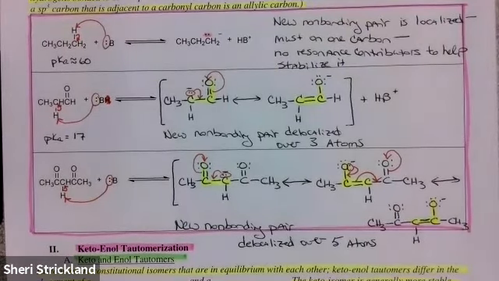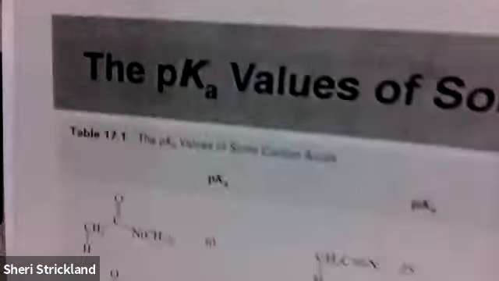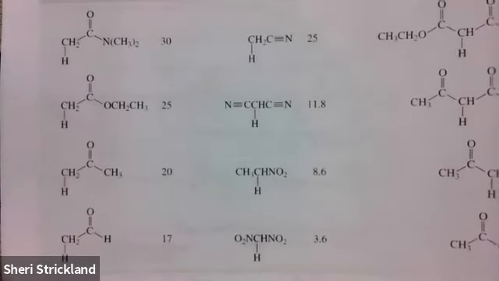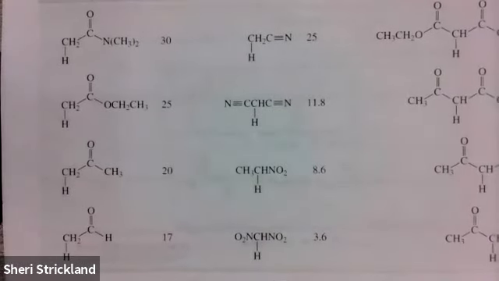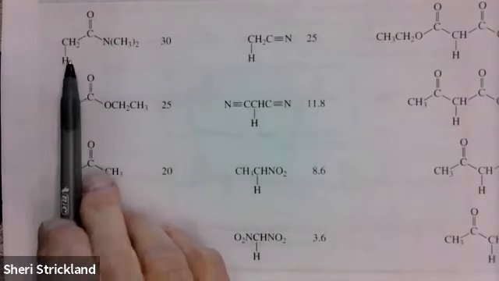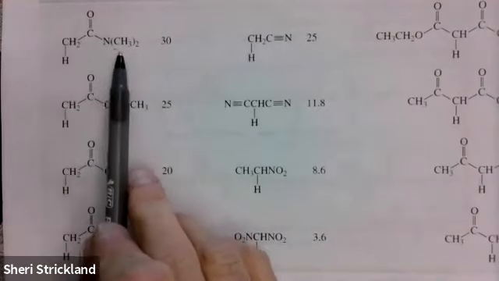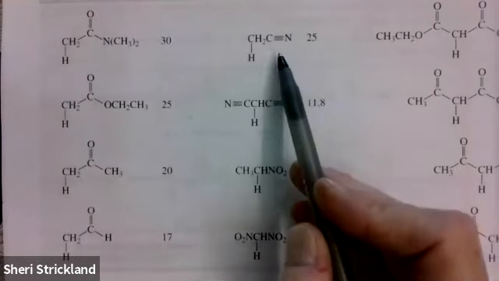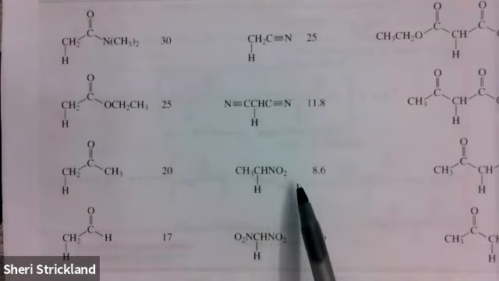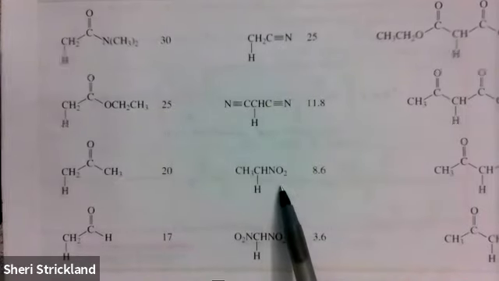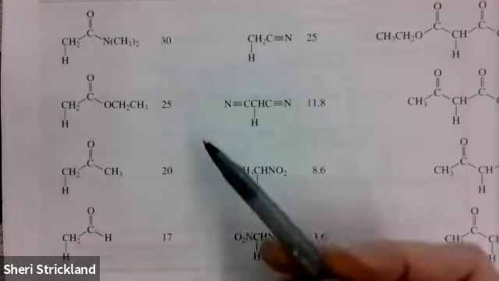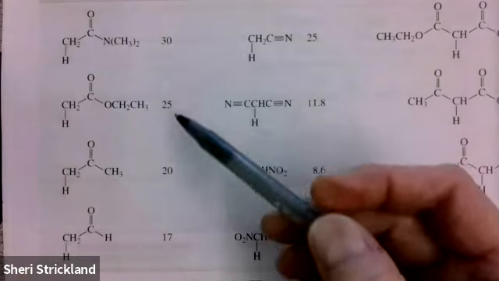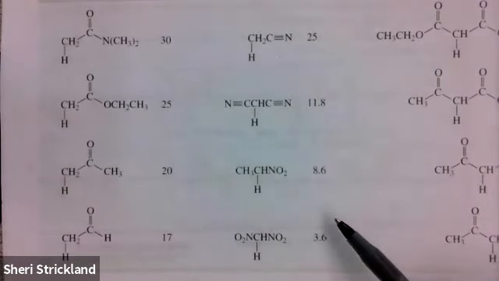So there is a table, table 17.1, and I want you to be familiar with this table. And over here in the left-hand column, you see the pKa that has to do with losing the alpha hydrogen for an amide, an ester, a ketone, an aldehyde. Here we've got a nitrile. Let's skip this one for a minute. This is a nitroalkane. And you can see that as we're going down these 2 columns, the pKa's are dropping, and that means that the compounds are getting more acidic.